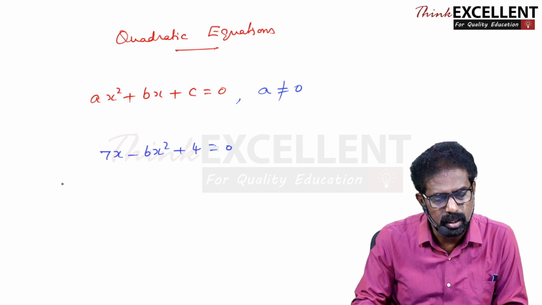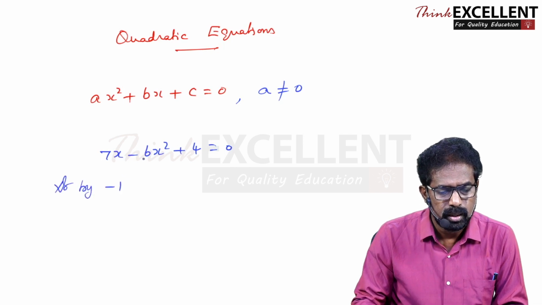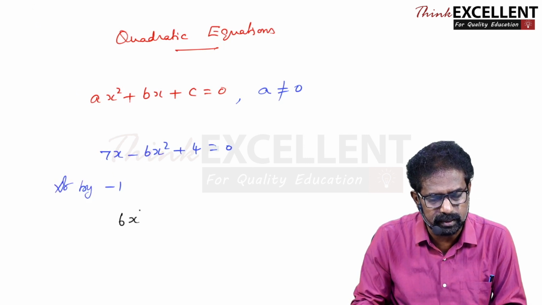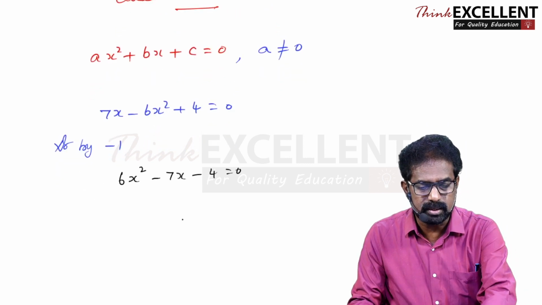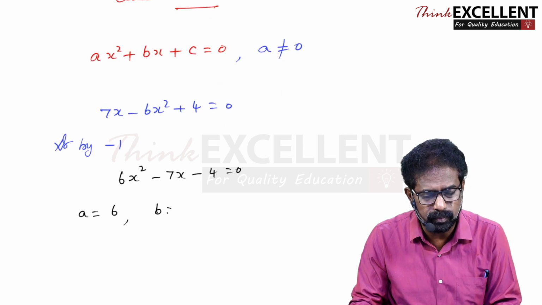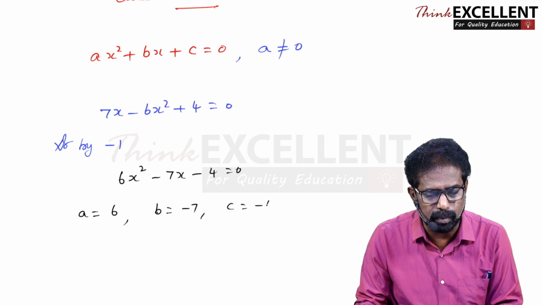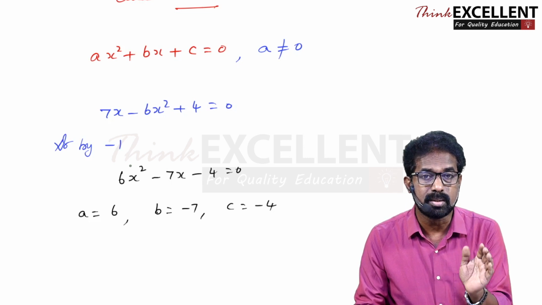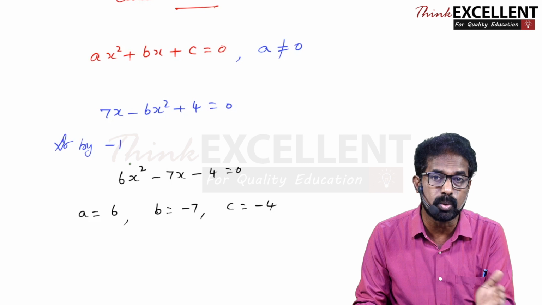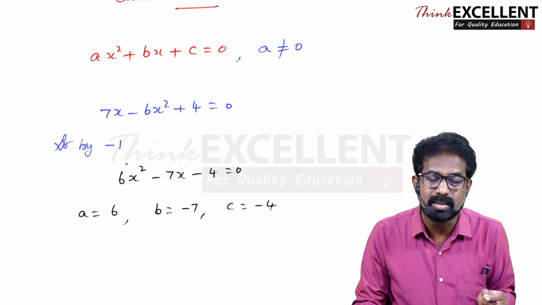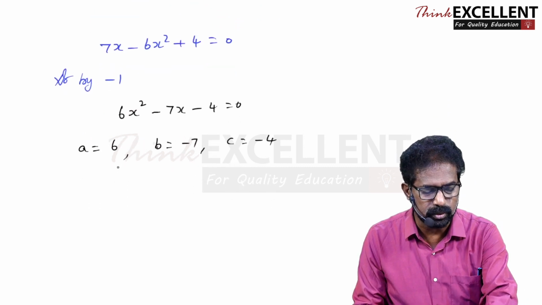So what I'm going to do, I am multiplying by minus 1. So the first term becomes 6x square, right? The minus 6x square becomes plus 6x square, 7x becomes minus 7x, plus 4 becomes minus 4, equal to 0. Now it is in the correct form. You can say a value is 6, the coefficient of x square, b value is minus 7 and c value is minus 4. It is important because when you go for nature of roots or the relation between coefficients and roots, we use this a, b, c. And when you solve using the formula method, we use this a, b, c. So you have to do that part very carefully.